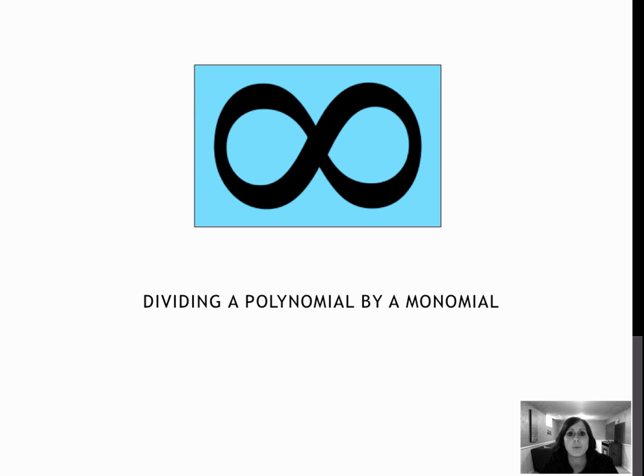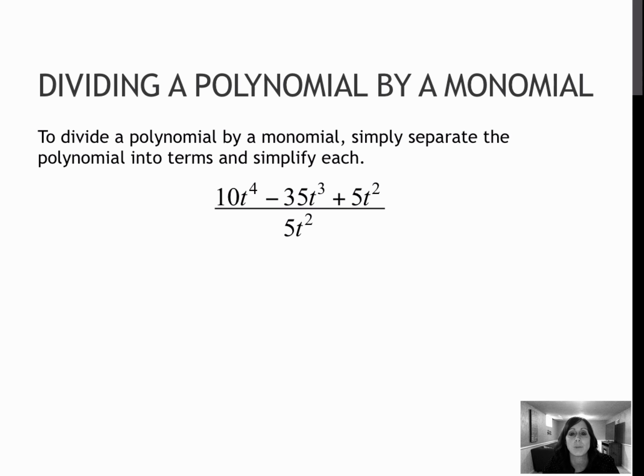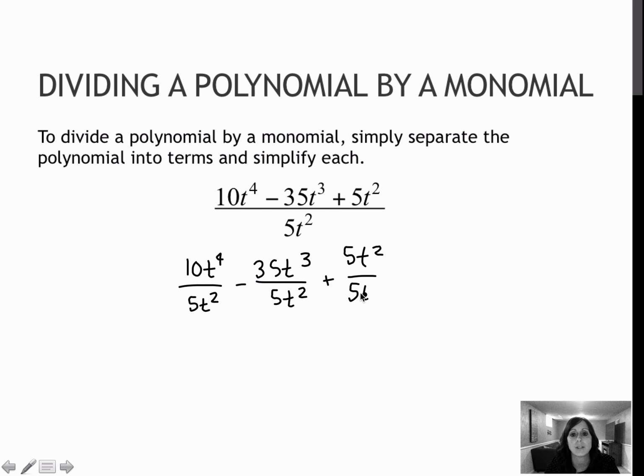The next 3 videos will take us through how to do polynomial long division. The first way is when we have a polynomial that's simply being divided by a monomial, so several terms divided by just one term. And for this, the easiest way is to just separate it into separate terms, so 10t to the 4th divided by 5t squared, keep the minus sign, 35t cubed divided by 5t squared, and then 5t squared divided by 5t squared, and then simplify each term.